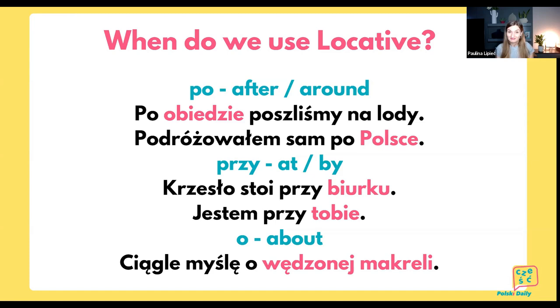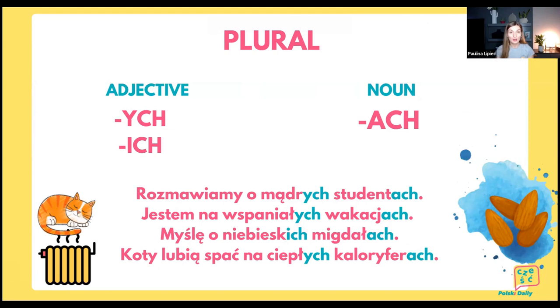Be brave. Okay, so we will start with plural, because it's the easiest. Here you don't have to think about the genders. So it doesn't matter if it's masculine, feminine, or neutral. It will be always ich for adjectives, and ach for nouns. Nothing will surprise you. I've written a few examples, but the more you use locative, the more you'll realize how easy it is and that you don't even have to think about it.